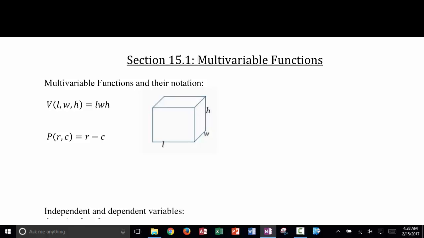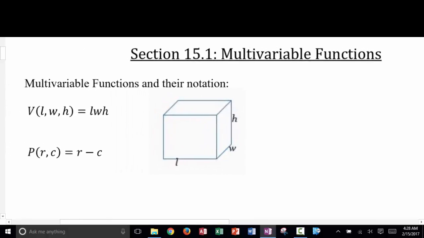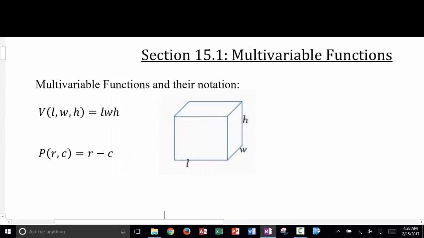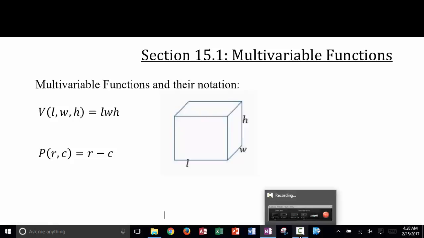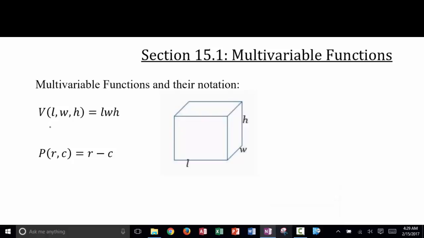Okay, so starting with just multivariable functions. You've been dealing with these for years and years and years. You just didn't get the notation that we're now going to have. So, for example, when I asked you to find the volume of the box, or any teacher asked you to find the volume of a three-dimensional object in the past, you said, no big deal, I can do that, right? The volume equals length times width times height.